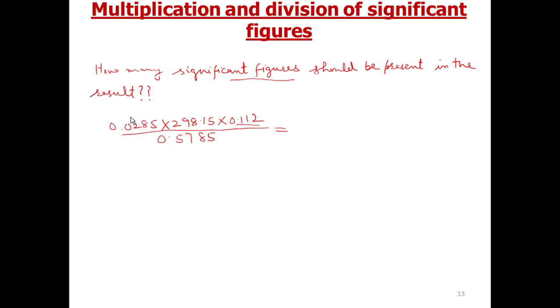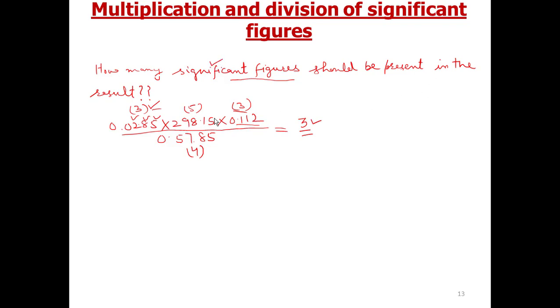So it has 1, 2 and 3 significant figures. It has 1, 2, 3, 4, 5 significant figures. So it has 1, 2, 3 significant figures. It has 1, 2, 3, 4. So the result will have the lowest significant figures. Simply remember, the result will have the lowest significant figures, which are 3. So the result will not have more than 3 significant figures. So the result will have 3 significant figures. So this was the question, how many significant figures should be present in the result.